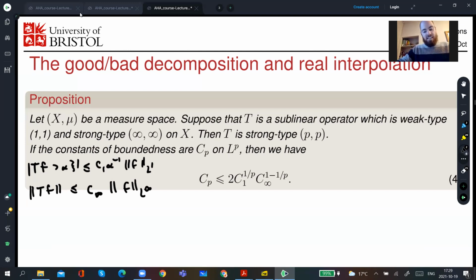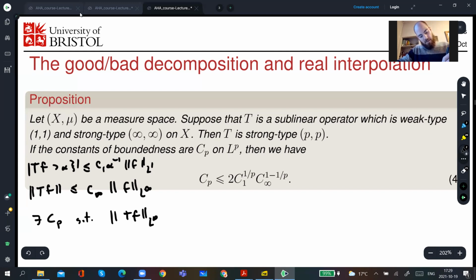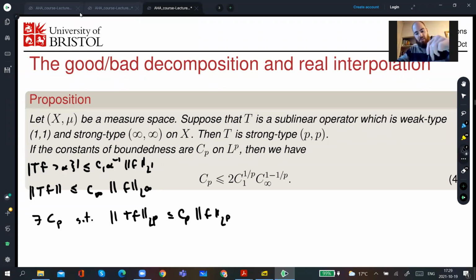And then our claim is that T is strong type (p,p), meaning that there exists a constant C_p depending on p such that the L^p norm of Tf is at most C_p times the L^p norm of f. And this is L^p spaces with respect to X and a measure mu. And this proposition, a real interpolation, actually also says that we can bound this C_p in terms of the other constants C1 and C infinity that we had before.